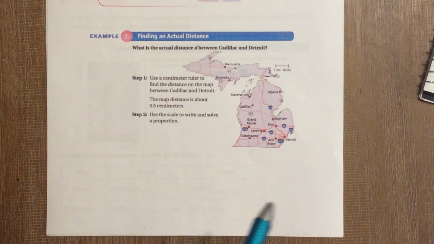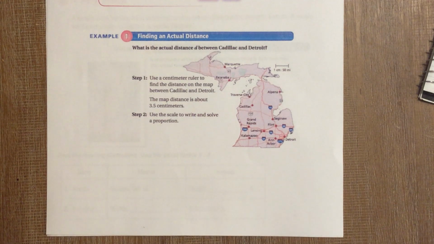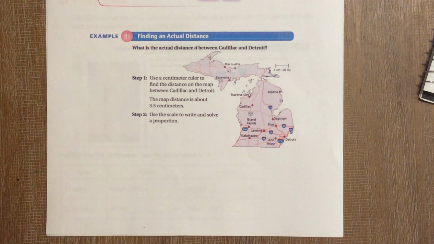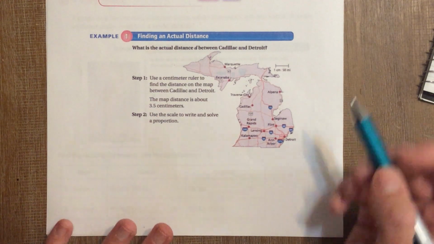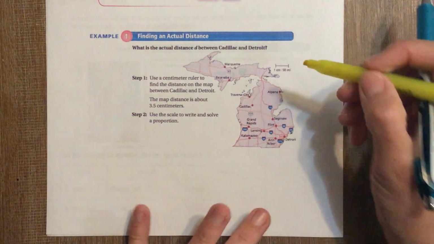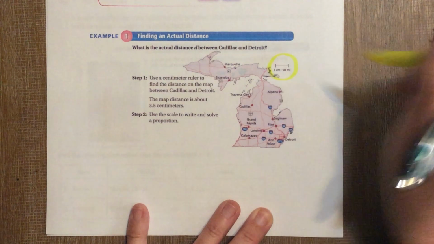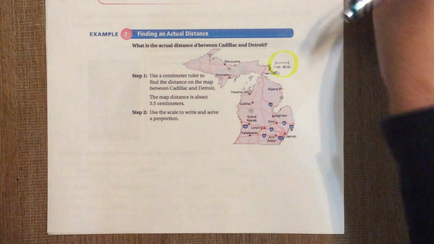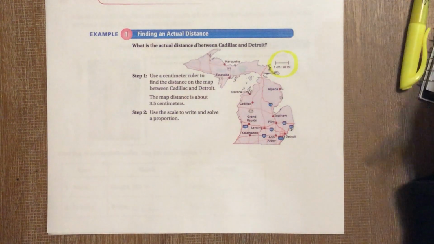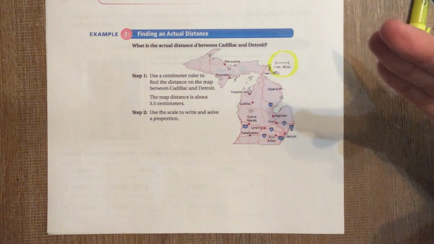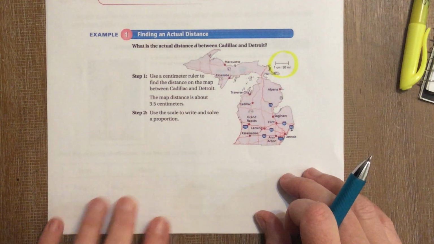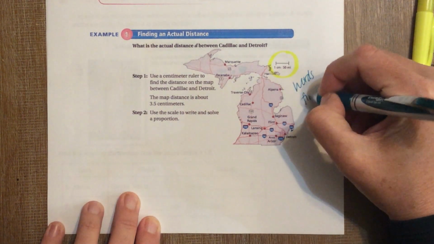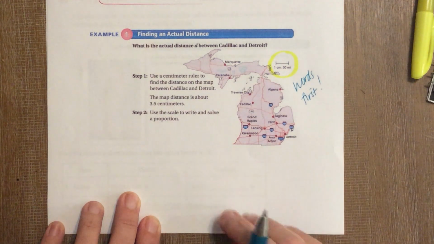So finding an actual distance. Okay, so I have this little map here. And it tells you right here the scale that they used, okay? And that's always the first ratio in your proportion. And remember back in Chapter 5 when we talked a lot about proportions, I was always telling you to put your words first. And this is how we can organize things.